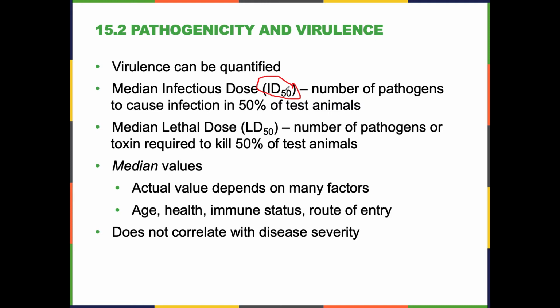When we're testing things like toxins, or things that will kill, not necessarily cause disease, we refer to the median lethal dose or LD50. And again, it's a median value. The actual value will always depend on many, many things. So if you are, for example, really young or really old, the ID50 might be much, much higher than is required. Health: if you happen to be healthy today, whereas tomorrow you happen to be sick, once again, the ID50 or the LD50 can vary according to that.